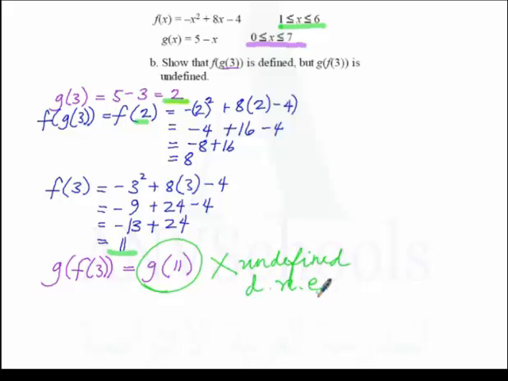In your grapher, it will show an error if you take note and consider our restricted domains for both f of x and g of x.